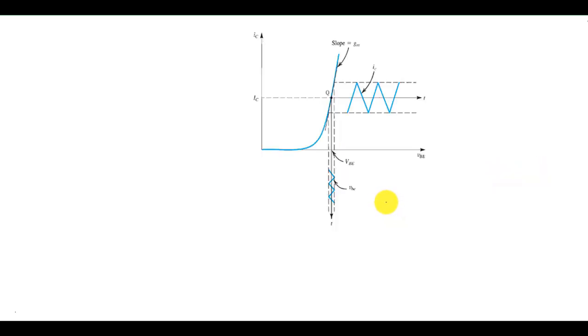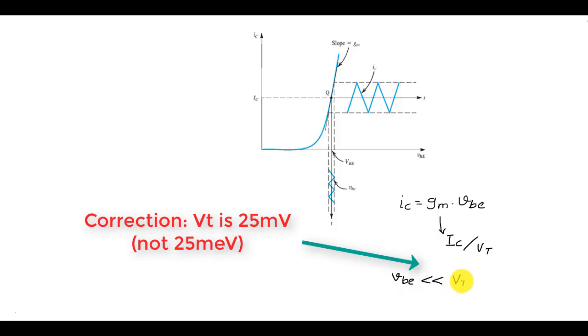In summary, we got a relationship that connects the small signal collector current to the small signal vbe input voltage through a parameter called transconductance. And we write that equation as ic is equal to gm times vbe. And we also found the formula for transconductance as the DC collector current divided by the thermal voltage. This applies only when the small signal input voltage vbe is much less than the thermal voltage, which is 25 millivolts.